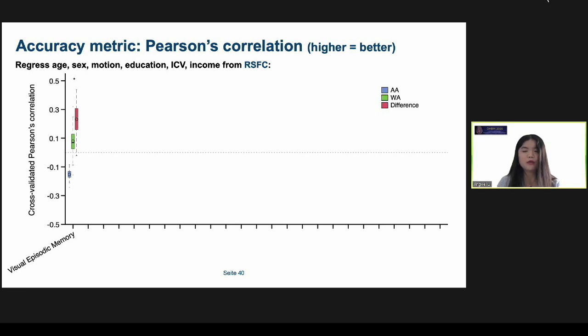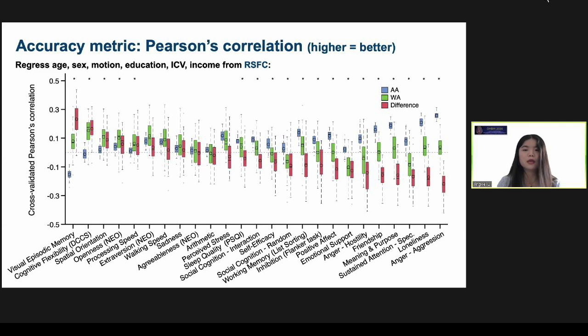Blue represents African Americans, green corresponds to white Americans, and red is green minus blue. The star means the difference is significant with permutation test after FDR correction. The behaviors are sorted by the difference between two groups. Behaviors on the left had higher correlation in white Americans, and behaviors on the right had higher correlation in African Americans. These are the behaviors showing inconsistency between predictive COD and correlation metrics, which need further exploration.